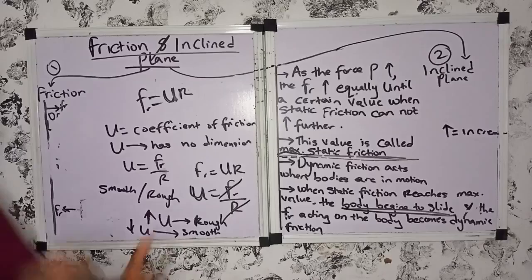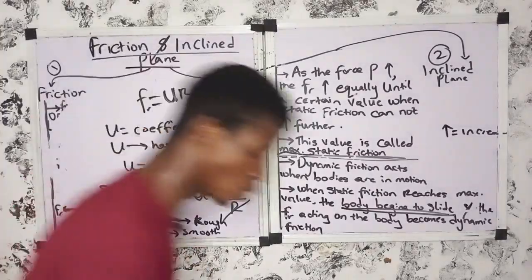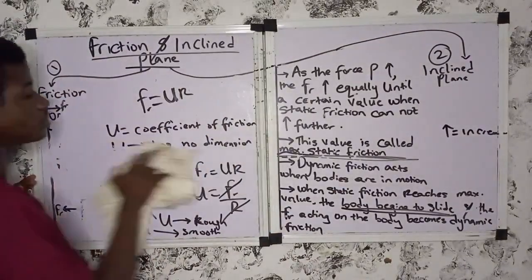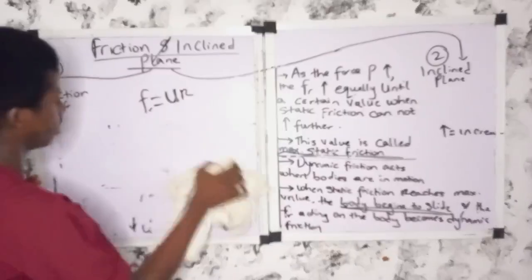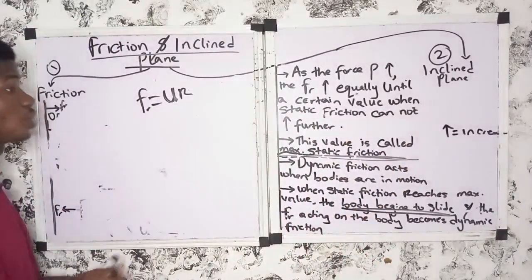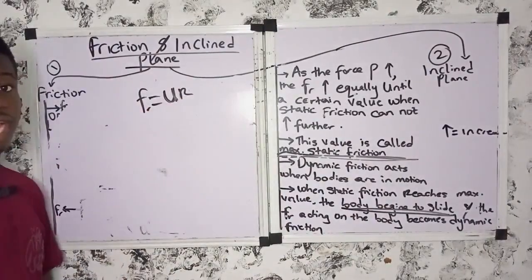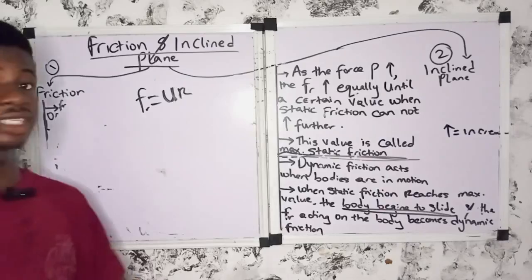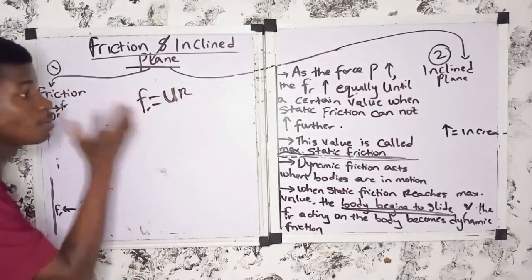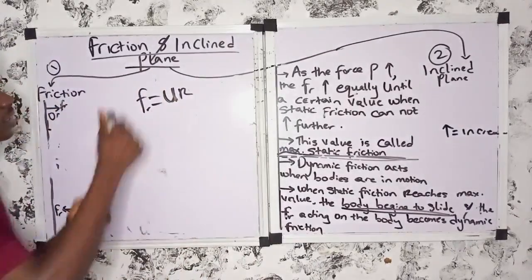Okay, static friction, dynamic friction. Now, one more thing you need to know. Remember, frictional force is equal to the coefficient of friction times the normal reactional force, right? And remember, we have static friction and we also have dynamic friction. Now this formula is for both of them.